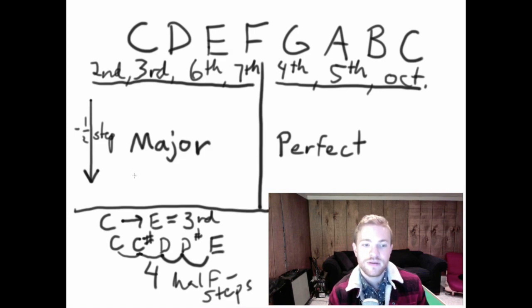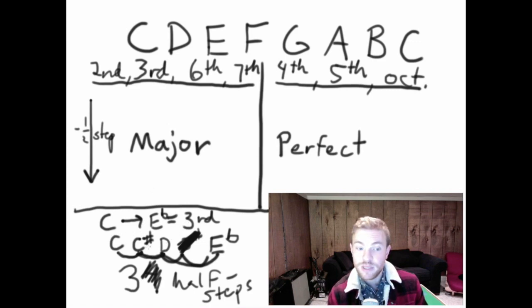So instead of a C to an E, that's 4 half steps, what we would have to do is we'd have to reduce that interval to 3 half steps by making this an E flat instead. So I'm going to cross this D sharp out, and I'm going to make this an E flat. And what that means is now we have only 1, 2, 3 steps to get to the E flat. So now instead of 4 half steps, we have 3 half steps, right?